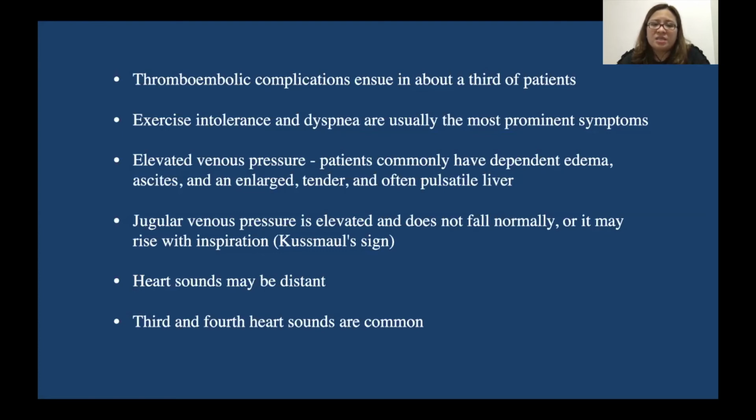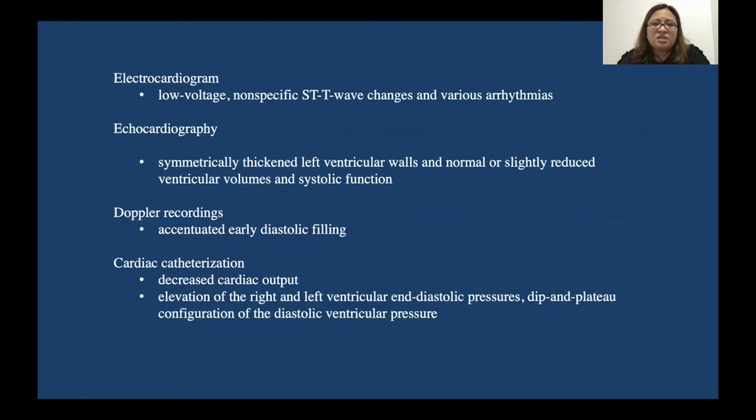Heart sounds may be distant, and there are S3 and S4. On ECG, the finding is low voltage and non-specific ST-T changes with various arrhythmias. On 2D echo, there are symmetrically thickened LV walls with normal or slightly reduced ventricular volume and systolic function. For Doppler, there is an accentuated early diastolic filling. On cardiac cath, what we can see is a decreased cardiac output and an elevated right and left ventricular diastolic pressure. There is a dip and plateau configuration of the diastolic ventricular pressure.